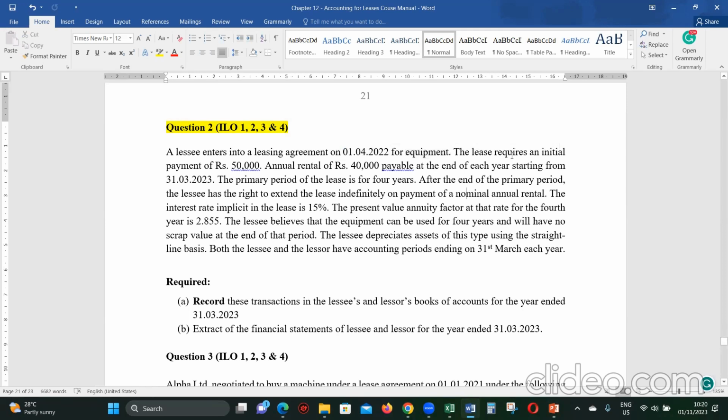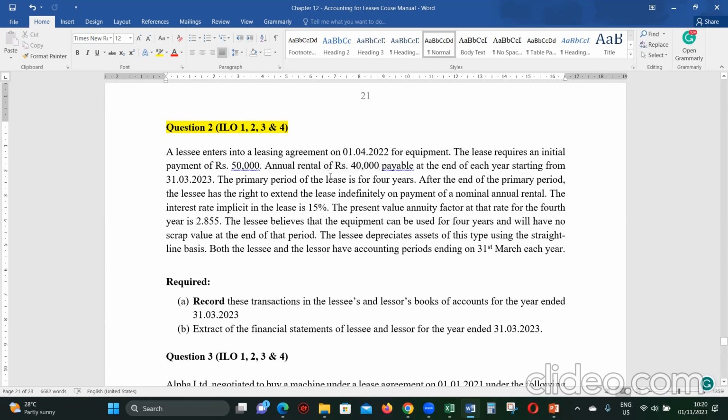The lease requires an initial payment of 50,000. That means this lessee has to pay a down payment of 50,000. Annual rental of 40,000 payable at the end of each year starting from 31st March 2023. So annual rental is 40,000.